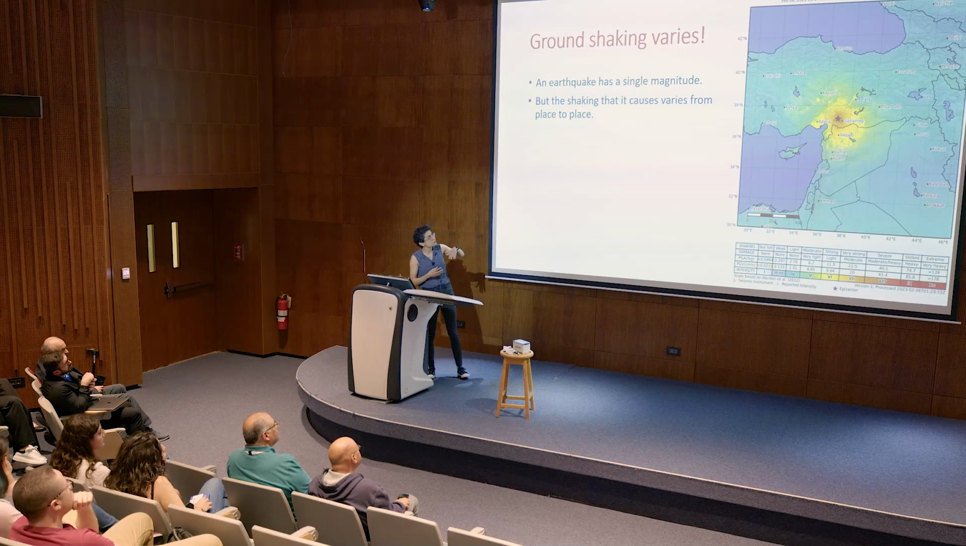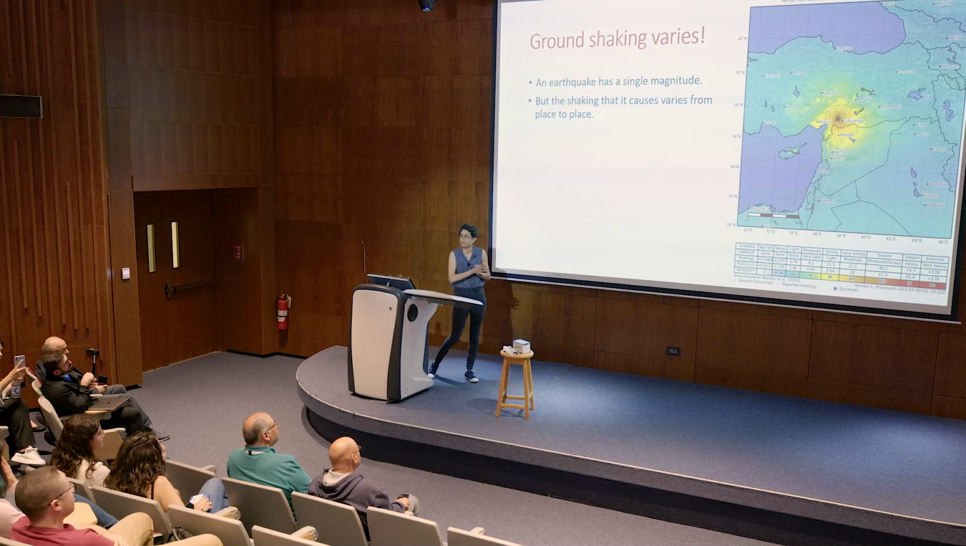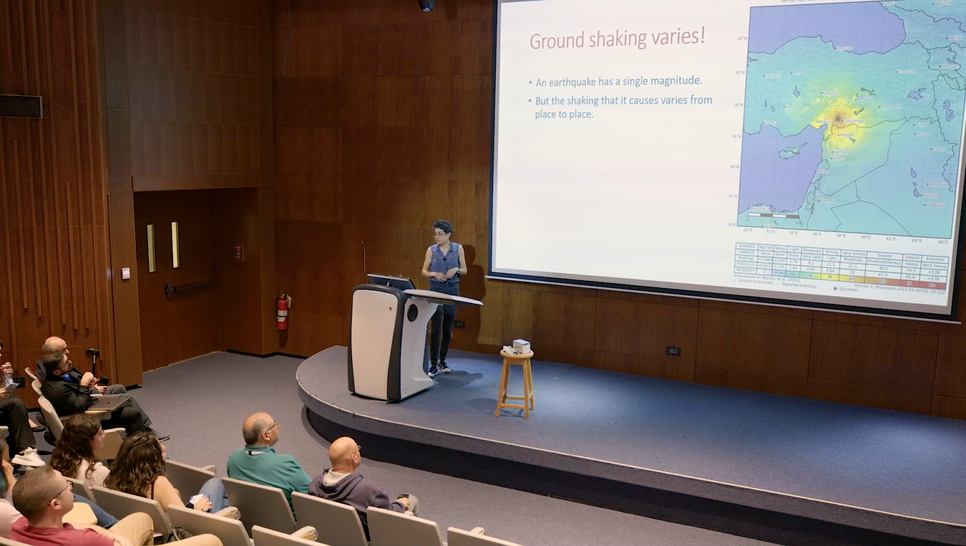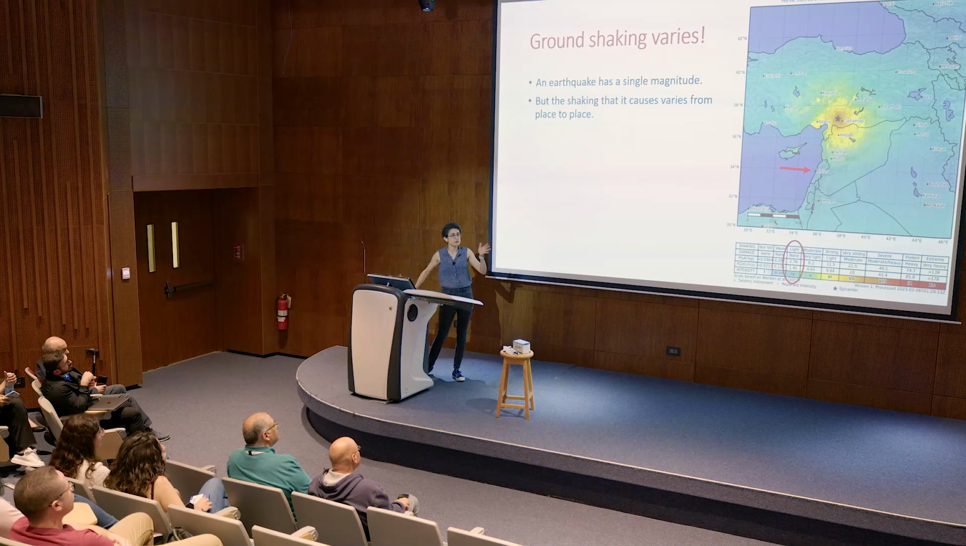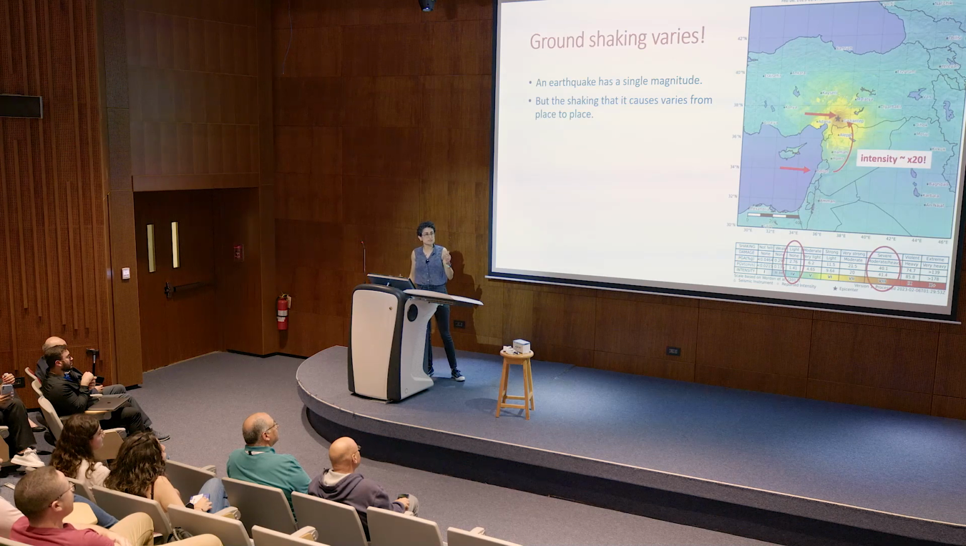This is a map that shows the felt intensities of the earthquake on February 6th in the neighboring region. In Beirut, it was felt in the order of 1 to 2 centimeters per second velocities, while closer to the source, the shaking had intensities 20 to 30 times larger. So what controls ground shaking?